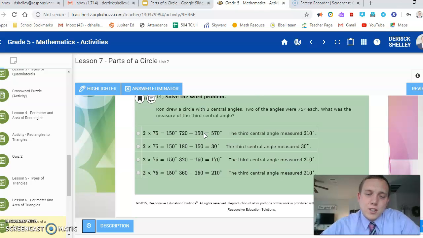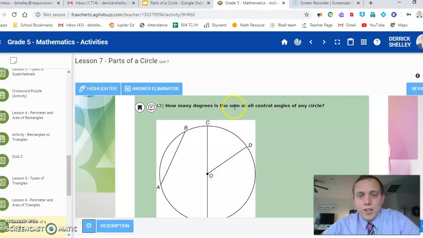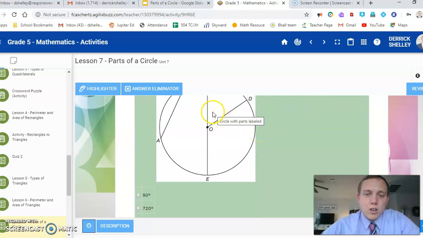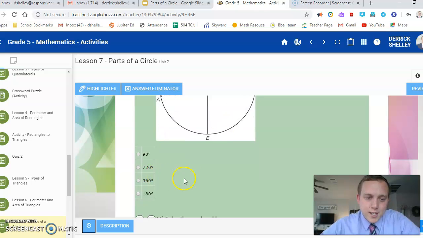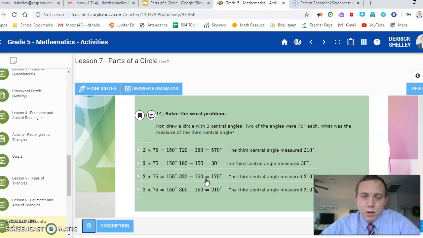The last 2 questions I also want to review with you because it has to do with angles. How many degrees is the sum of all central angles? We just talked about this. Okay, if we added all the angles on the inside together, if we went all the way around, it would be 360. And last but not least is our word problem. My hint to you for this one would be to look for the 360. Remember, if we're talking about angles for circles, we always think 360.